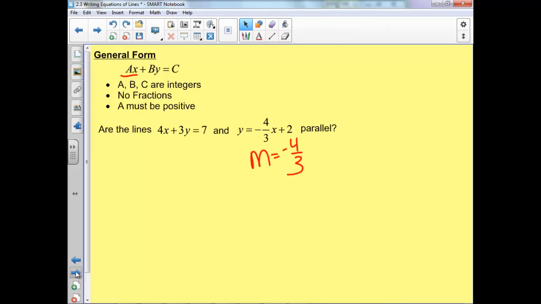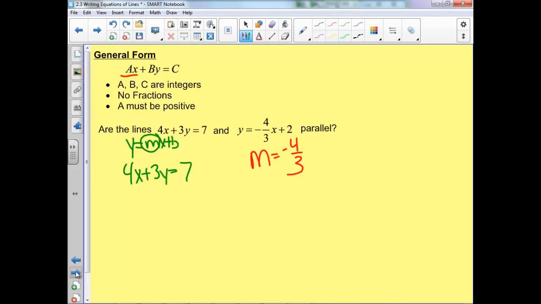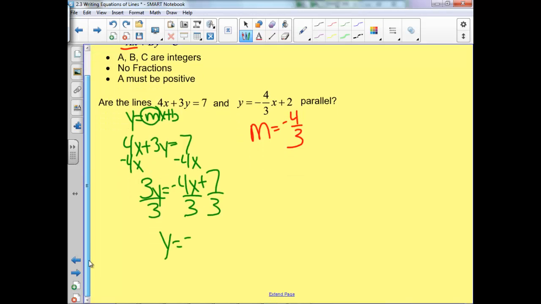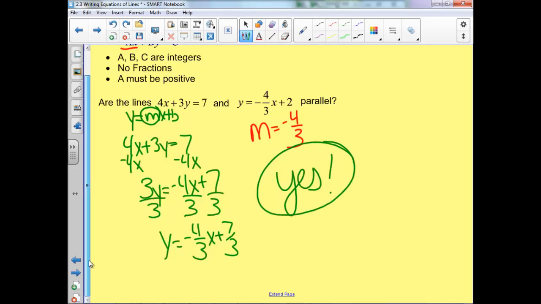Now we just have to figure out what the slope of the first one is. Easiest way to do this, get y by itself, because then we'll have it in y equals mx plus b, and our slope's right there. So we'll start by subtracting over our 4x. And then we've got to divide everything by 3. And those are the same. So yes, they are parallel.